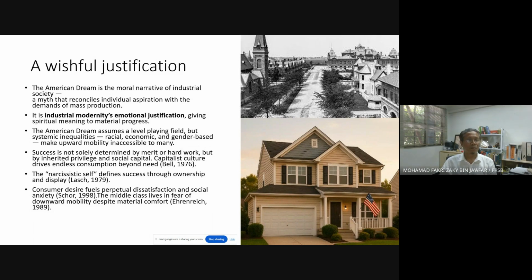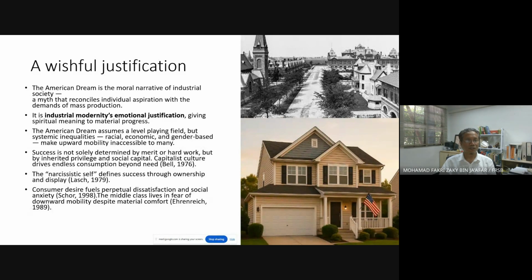Okay, the American dream assumes a level playing field, but systemic inequalities, racial, economic, and gender-based, make upward mobility inaccessible to many. One of the ideas sold by the dream is upward mobility. That means if you work hard, you can own a house, you can buy one of these houses, and you will be climbing the social ladder. Okay, but it's not for everybody. Success is not solely determined by merit or hard work, but by inherited privilege and social capital.